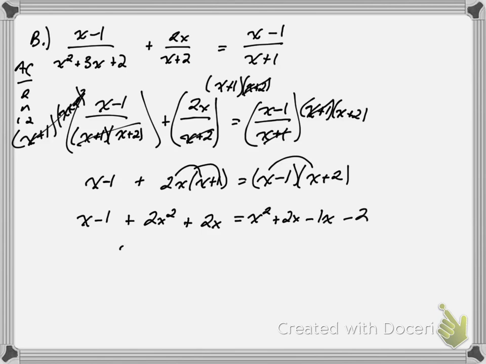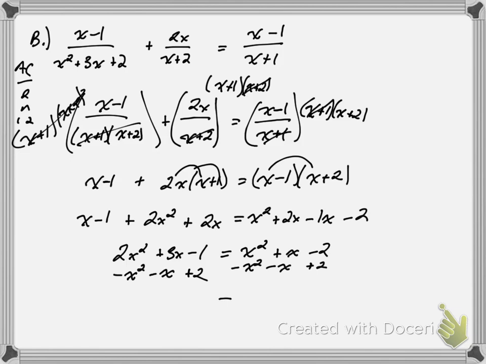Combine like terms, you end up with 2x squared. x plus 2x is 3x minus 1 equals x squared plus x minus 2. Let's bring everything over to the left here. Minus x squared minus x plus 2. So minus x squared minus x plus 2. What I end up with? 0 on the right. I get x squared plus 2x plus 1. So we solve this. Like I said, use your calculator, whatever you want to do. I end up with x equals negative 1.